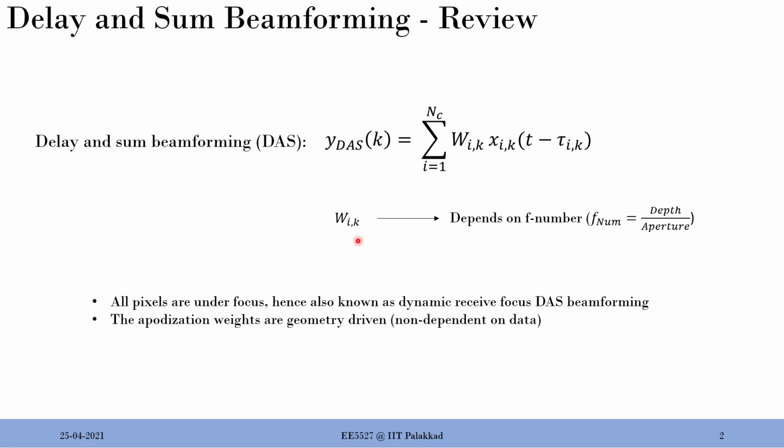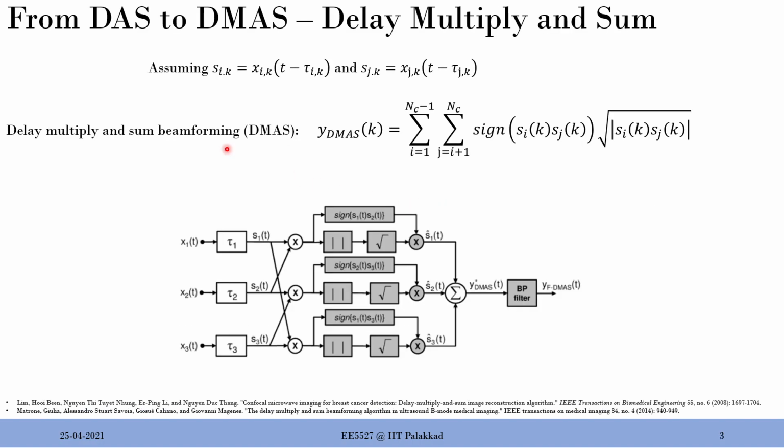But the problem with delay and sum beamforming is that it is geometry driven. The apodization weight does not at all depend on x_i[k] or x[t]. So we can even calculate it beforehand because it's just geometry, and that is the advantage of delay and sum beamforming. The disadvantage is that those may not be the best optimal weights that you can put. So that led us to delay, multiply and sum beamforming. Here you multiply two adjacent transducers, in fact all transducers except by itself, right?